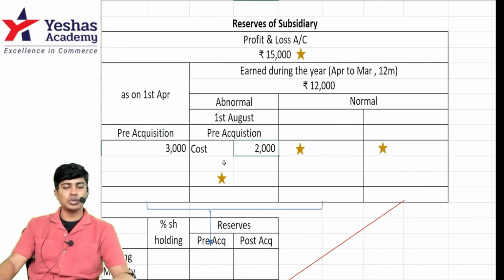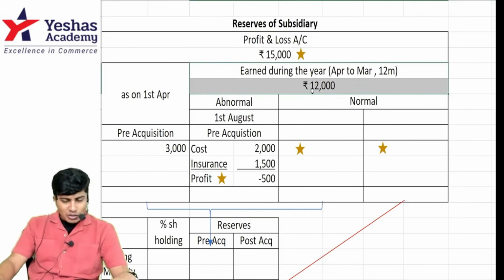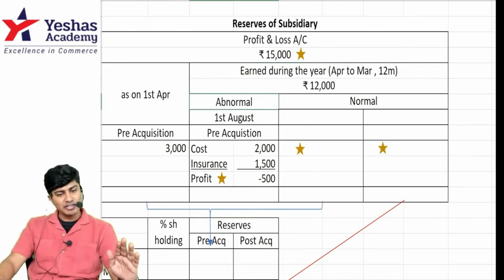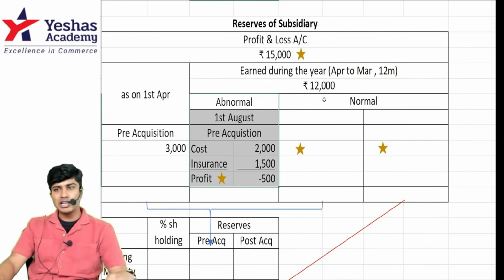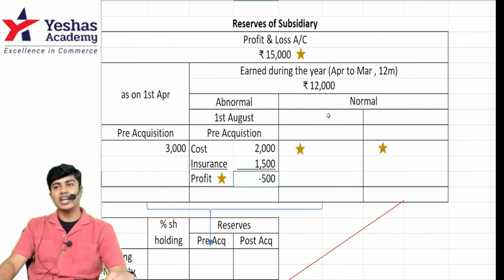Very simple. Cost is 2,000. Insurance recovery is 1,500. 500 loss. If you write minus 500, you should write profit. If you write loss, you should write 500. Profit is minus 500. 12,000 is the profit for the full year. In that, 500 loss is abnormal. Normal is 12,000 minus of minus 500.